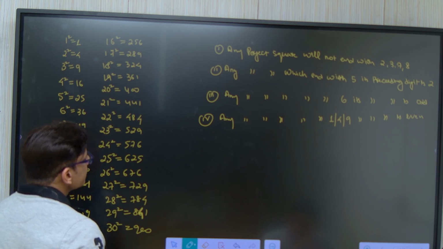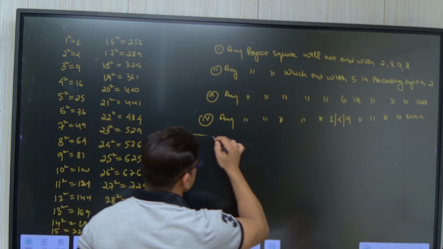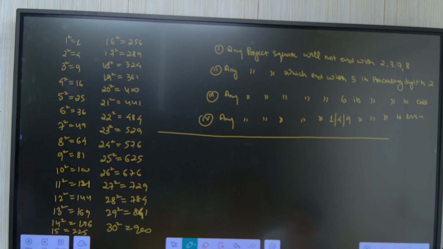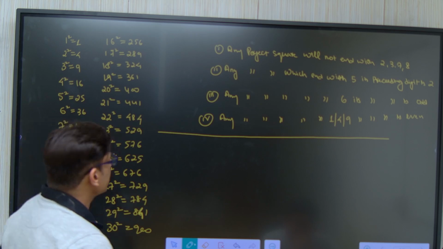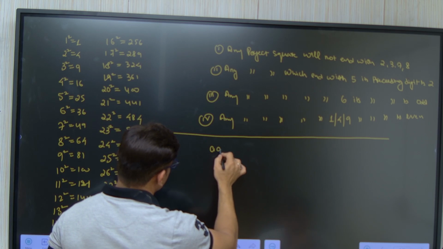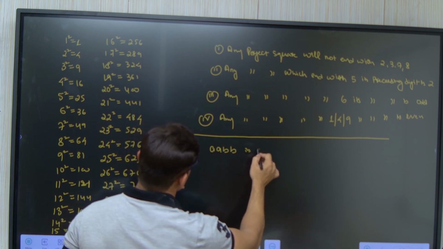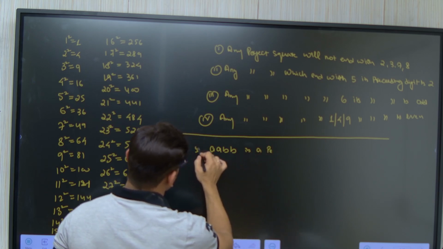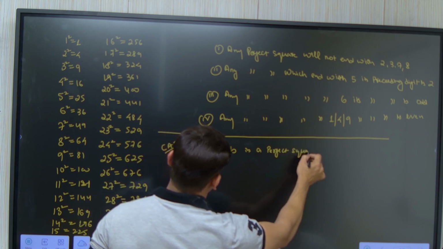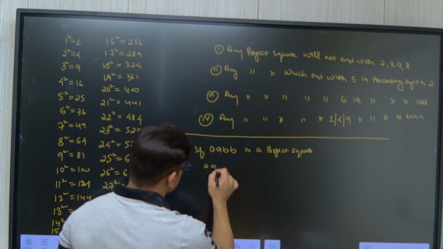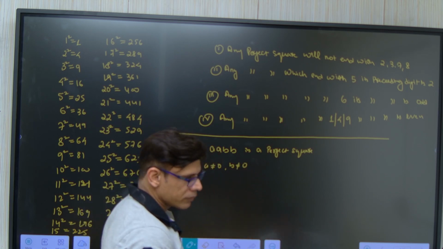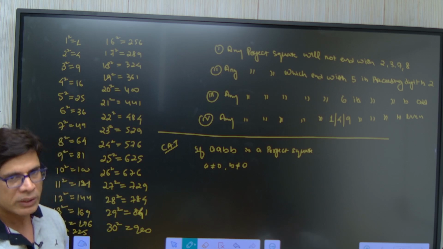For that we should know the divisibility rule also for the question which I am going to write. There was a question which appeared in one of the CAT exams. The question was: if AABB is a perfect square, where A is not equal to 0 and B is also not equal to 0.